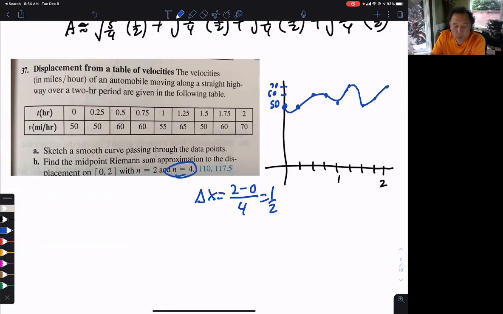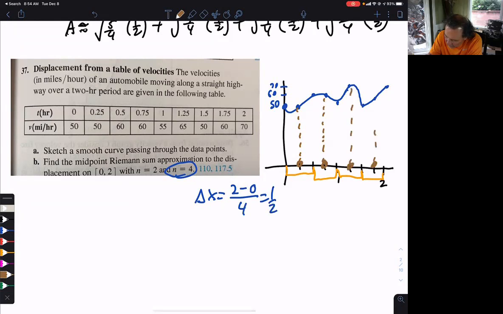So where are my 4 regions going to be? I will map these out. That's my first. There's my second. There's my third. There's my fourth, because each one's 1/2. And I want to do the midpoint of each of these. Where's the midpoint? I will do that in brown. There's the midpoint. So I'm going to find the height there. Midpoint, height there. Midpoint, height there.